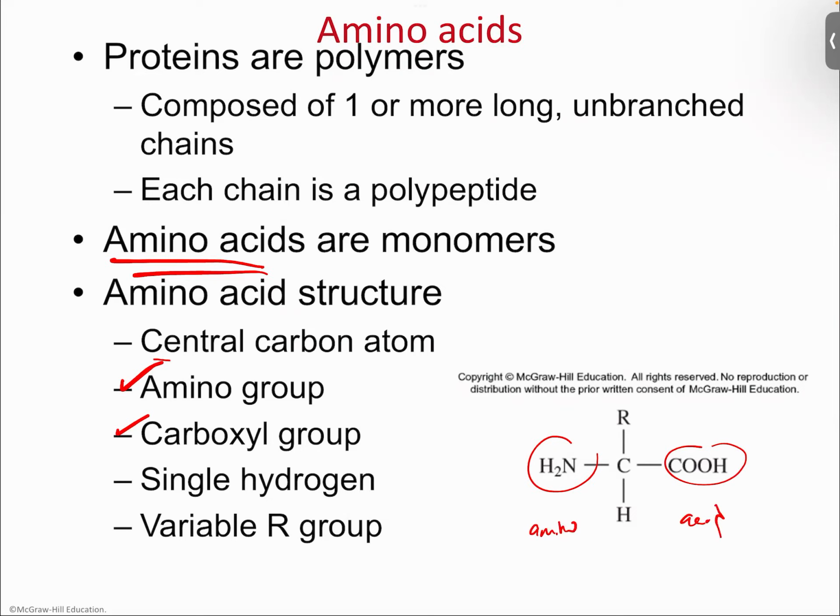And then we have a central carbon, which is in the middle, sandwiched in between the amino group and the acid group. That's this guy right there. And then to that central carbon, we have two different things attached. We have our hydrogen, that's this guy right here. And then, of course, we have our R group, which has 20 different possibilities. All amino acids look the same, with the exception of that R group, right? And there's 20 different possibilities there.